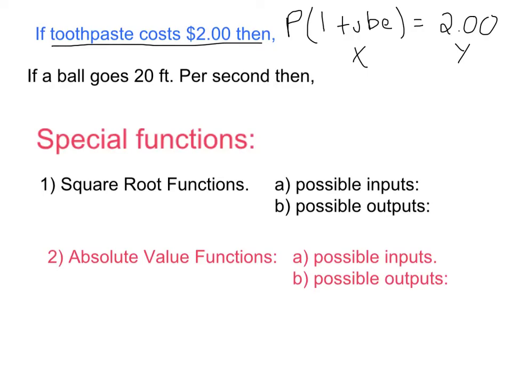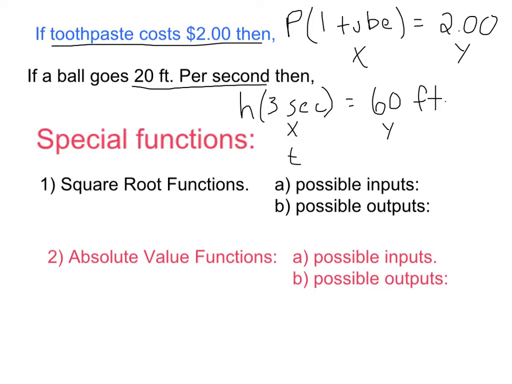If a ball goes 20 feet per second, then we could say the height, here our function is height, the height at 3 seconds would be what? Well, 3 times 20 would be 60 feet. Again, time here is your input, and height, or feet, is your output, your x and y. Another way to think of it would be t, and this guy would be h of t, the height in terms of the time. Need to get used to this notation.